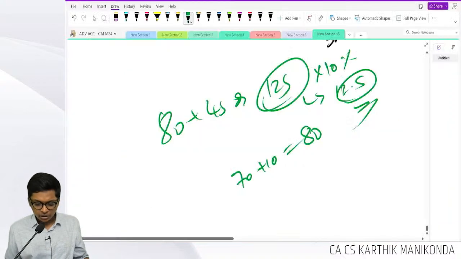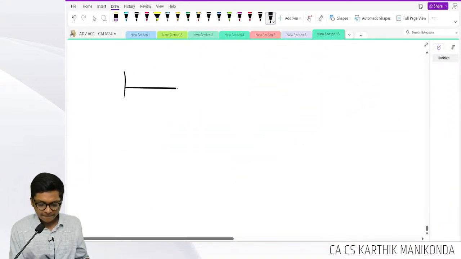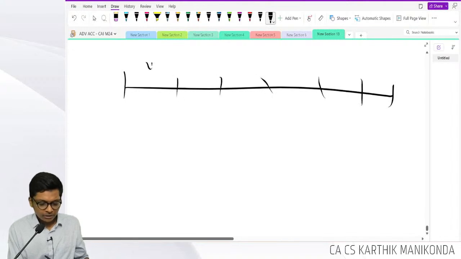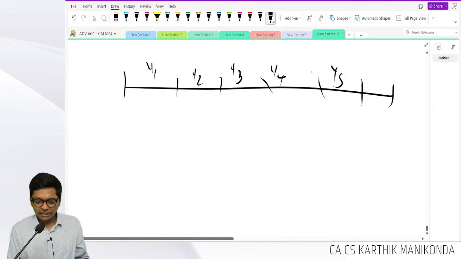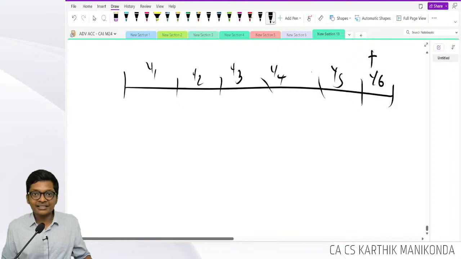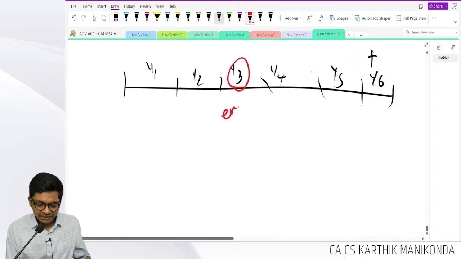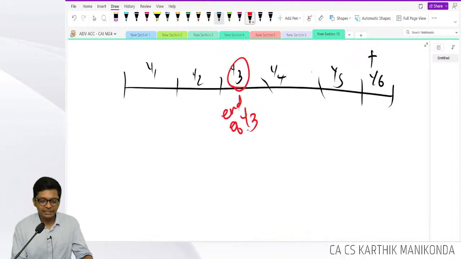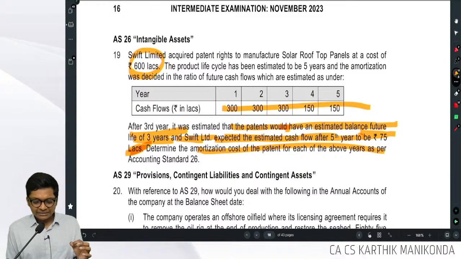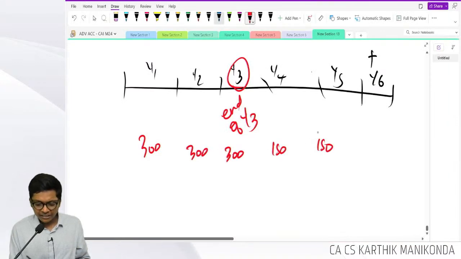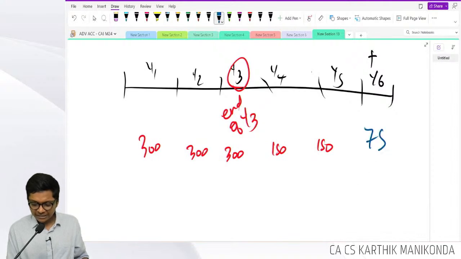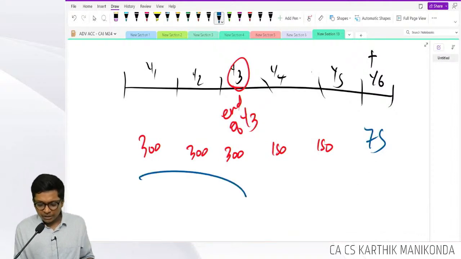Compute the amortization. So if I have to quickly compute this, year 1, year 2, year 3, year 4, year 5 was the initial plan, and later it was figured out I have even year 6. When I figured this out, I figured year 6 is there only at the end of year 3. What are the cash flows? 300, 300, 300, 150, 150, and the last year is 75. Initially, I thought only 5 years.